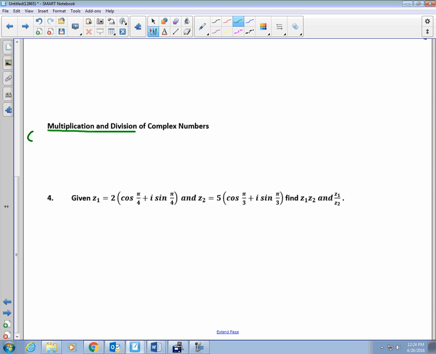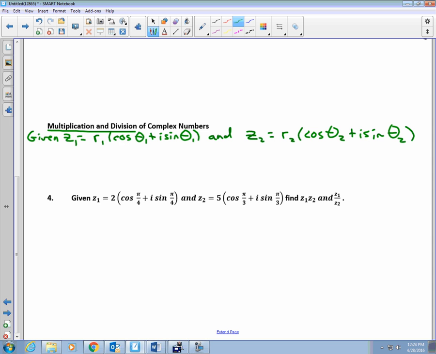But let's give the conditions. Given z sub 1 is equal to r sub 1 times cosine of theta sub 1 plus I sine of theta sub 1. And we're going to have a second complex number, which is r sub 2 times the cosine of theta sub 2 plus I sine of theta sub 2. All I've done is I'm just writing two complex numbers in trigonometric form. Now I'm going to multiply them together. It looks like it'd be really confusing. It's really, really easy.